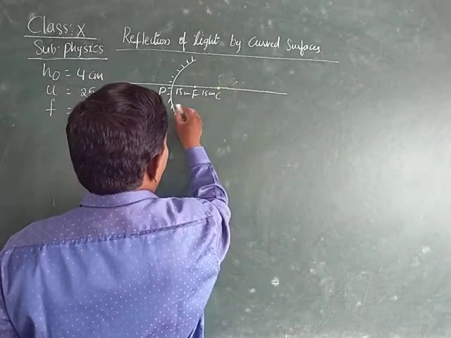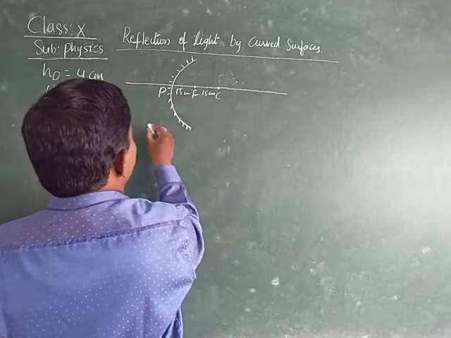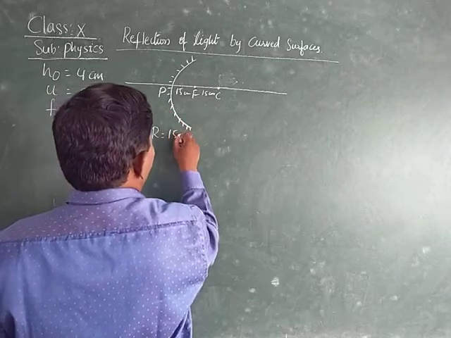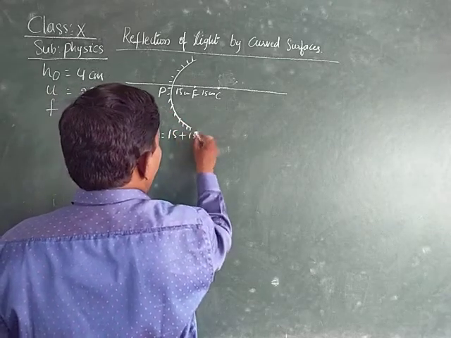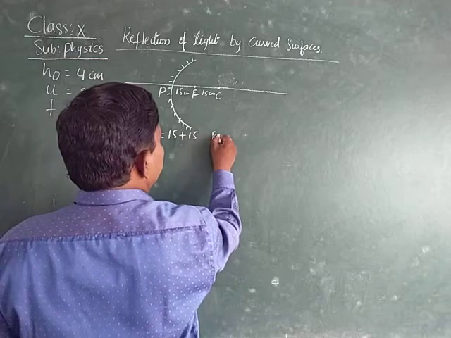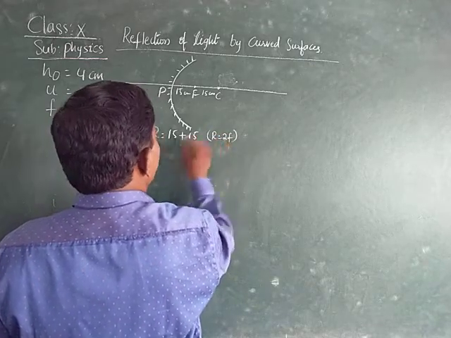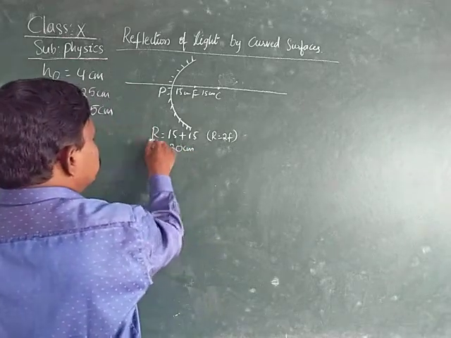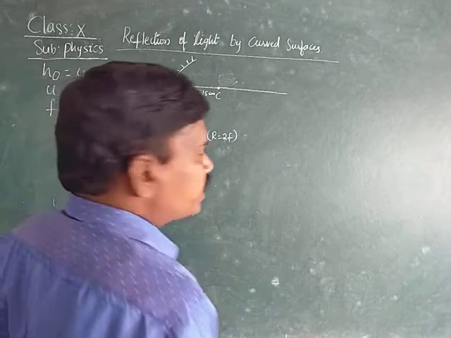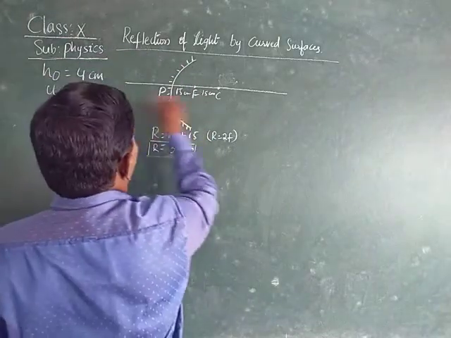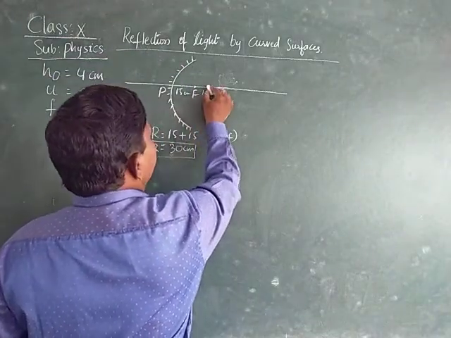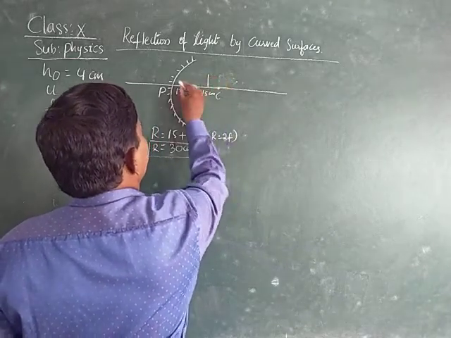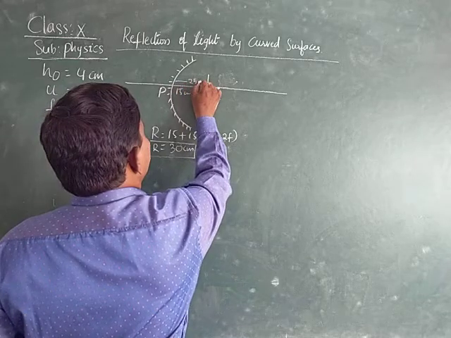Object distance is 25, so here 15 plus 15 is how much? R is equal to 2 into F, that is equal to 30 centimeter. R is equal to 30 centimeter. Therefore, the object, at 25 centimeter, is placed in between F and C. From here to here it is 25 centimeter.